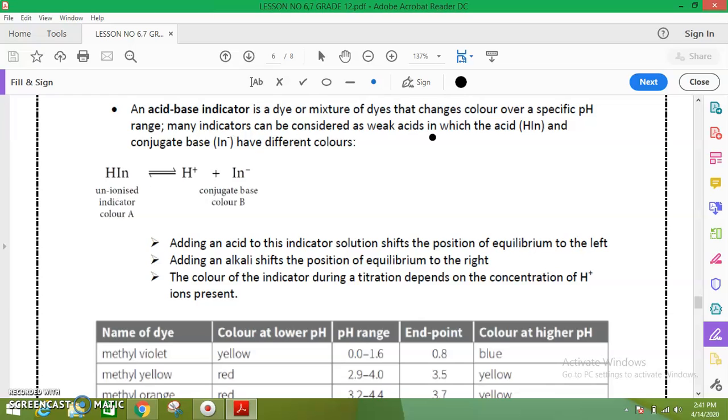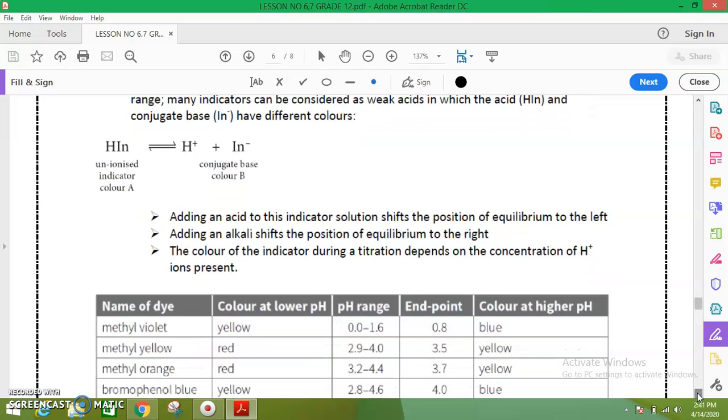Indicators are considered to be weak acids. The HIn, H for hydrogen, means acid, In for indicator. Look at this equation. The unionized indicator has color A, then hydrogen ion, and then In negative means the conjugate base. So what will happen? Adding an acid to the indicator solution shifts the position of equilibrium to the left. When we increase the amount of hydrogen, it will shift to the left, and when we increase the amount of HIn, it will shift to the right side. So where the equilibrium position shifts, this is your first point.